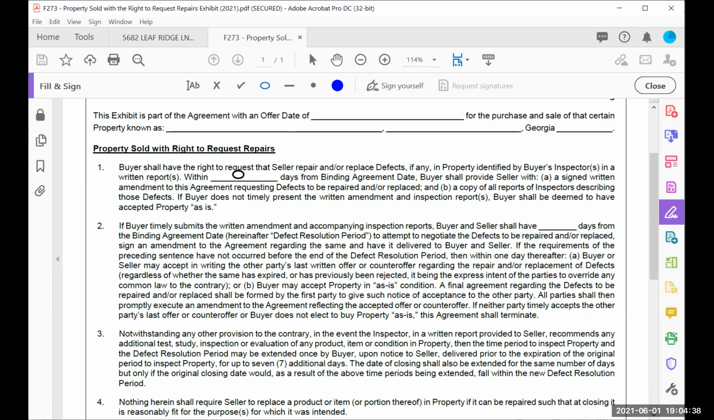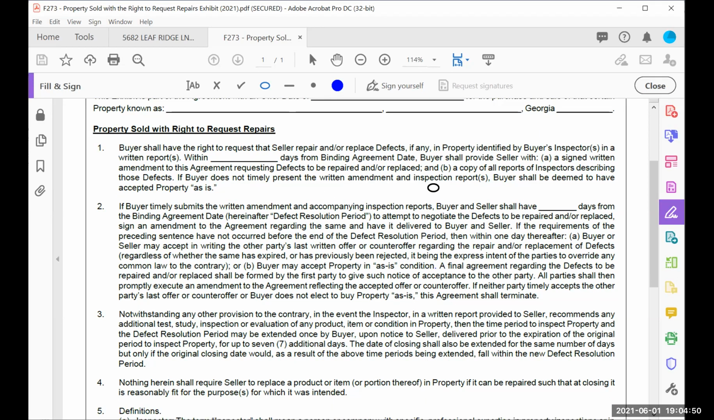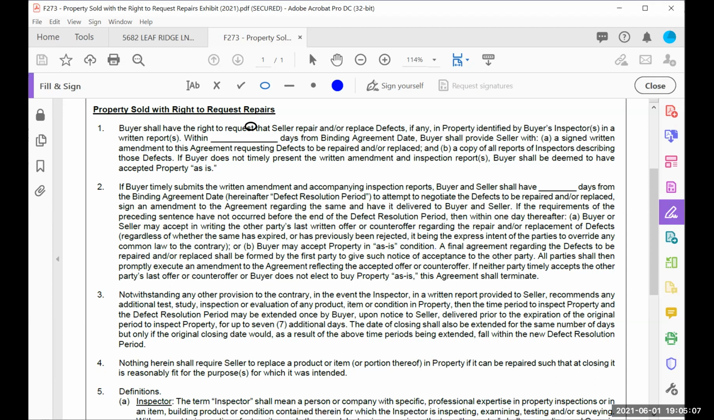So within, here's your first timeline. Within X number of days from binding agreement date, I would put 5. The buyer is going to provide seller with a signed written amendment to this agreement requesting the defects to be repaired and or replaced and a copy of all reports of inspectors describing them. That's your first timeline. If buyer doesn't present this amendment and report within this time period, they're waiving their right to do so.